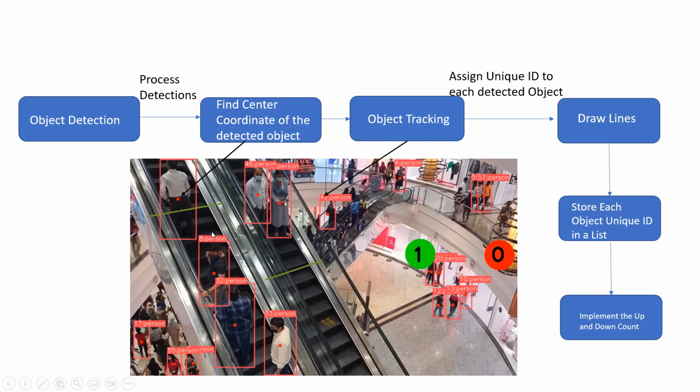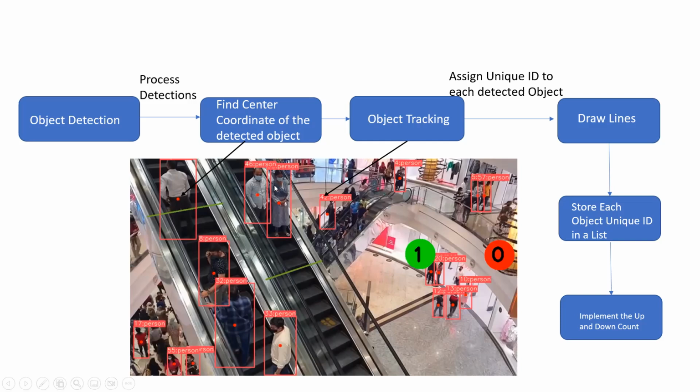to the list. I have created an empty list. Whenever a person or any other object crosses this line, the unique ID of that object is added to the list. So we add the unique IDs of each object that crosses this line. Then we find the length of the list, which gives us the total count, like 2, 3, 4, 5. In this way, the count gets incremented.